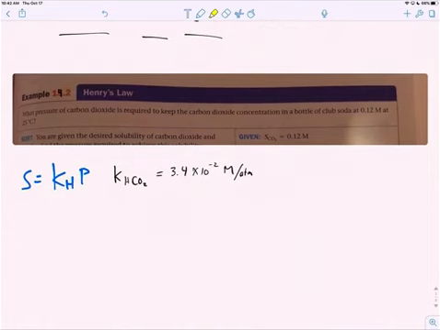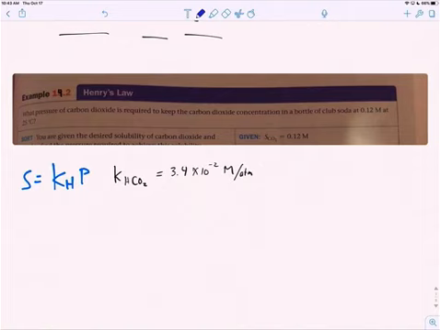What pressure of carbon dioxide is required to keep the carbon dioxide concentration in a bottle of club soda at 0.12 molar at 25 degrees Celsius? The Henry's law constant is 3.4 times 10 to the minus 2 molar per atmosphere for carbon dioxide. I'm looking at my textbook to find the problem. Where are we? Here we go. And so we want pressure.